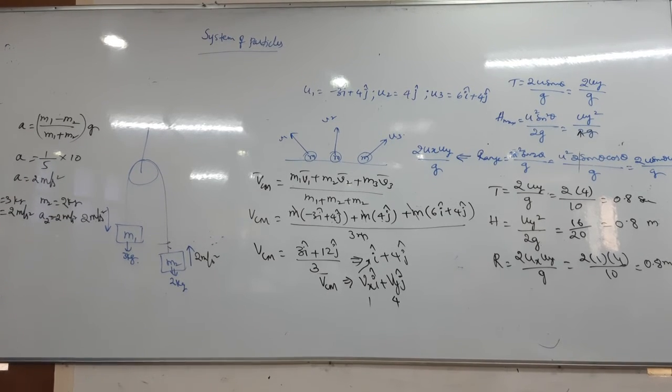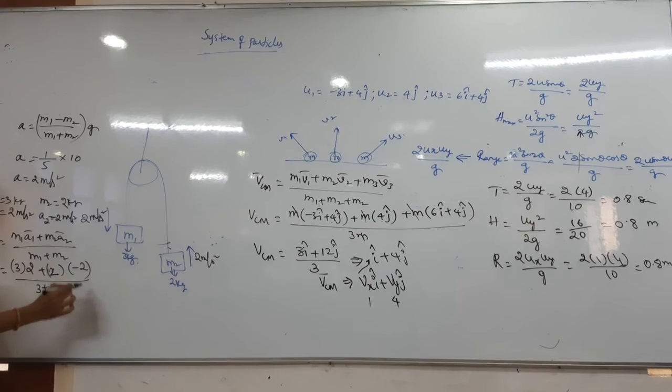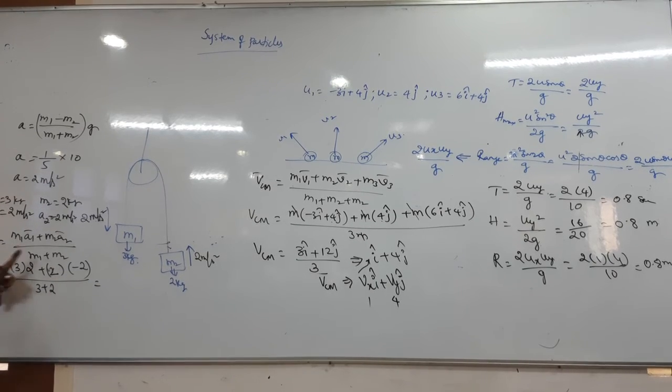Why? Because both are in opposite directions to each other. Then again from the center of mass formula, ACM is equal to m1 a1 plus m2 a2 by m1 plus m2. Here magnitudes are given directly, so there is no need to consider the i cap and j cap and all. So m1 is how much here? 3, a1 is how much here? 2, plus m2 is how much here? 2, and then a2 is how much here? Minus 2, you have to consider. That divided by m1 plus m2, 3 plus 2, that is 5. Then this will be how much here? 6 minus 4 is 2. 2 divided by 5 is the correct answer. This is the acceleration of the center of mass.